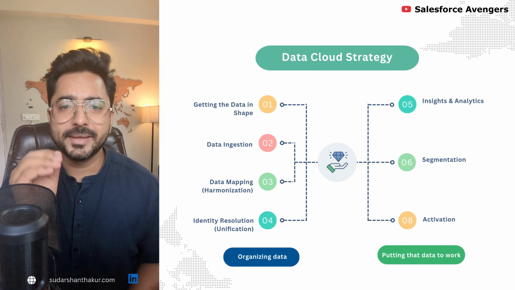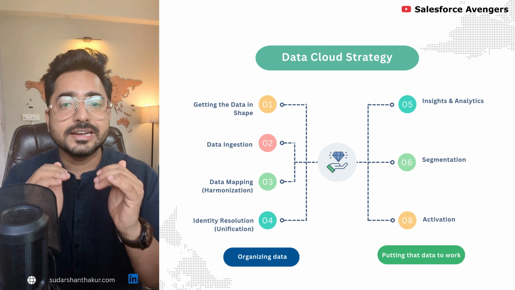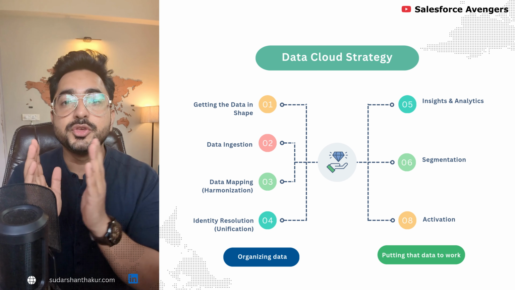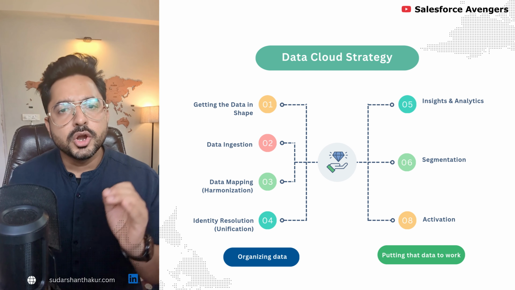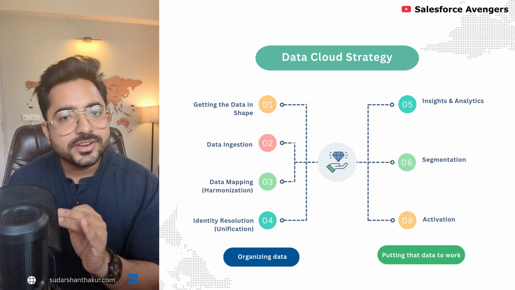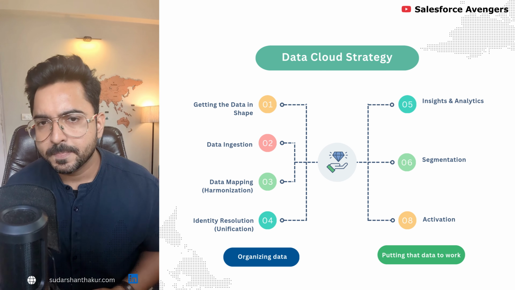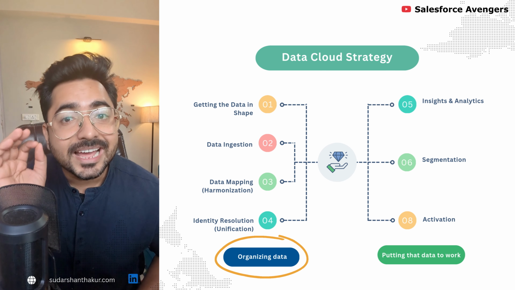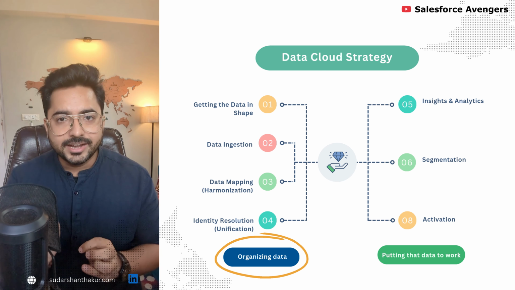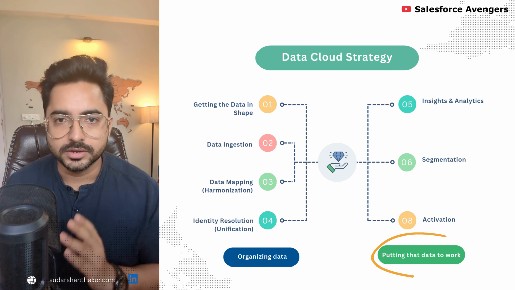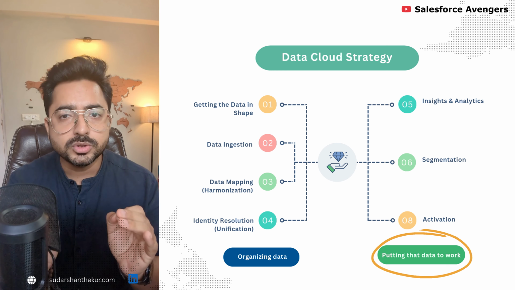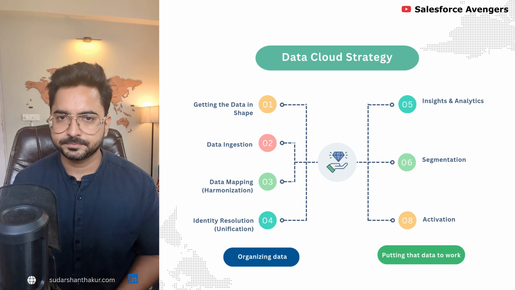There are two major stages: getting data ready versus using it. To work with Data Cloud, everything falls under two big phases. One is organizing your data, and another is putting that data to work. Let's explore both of these in simple steps.